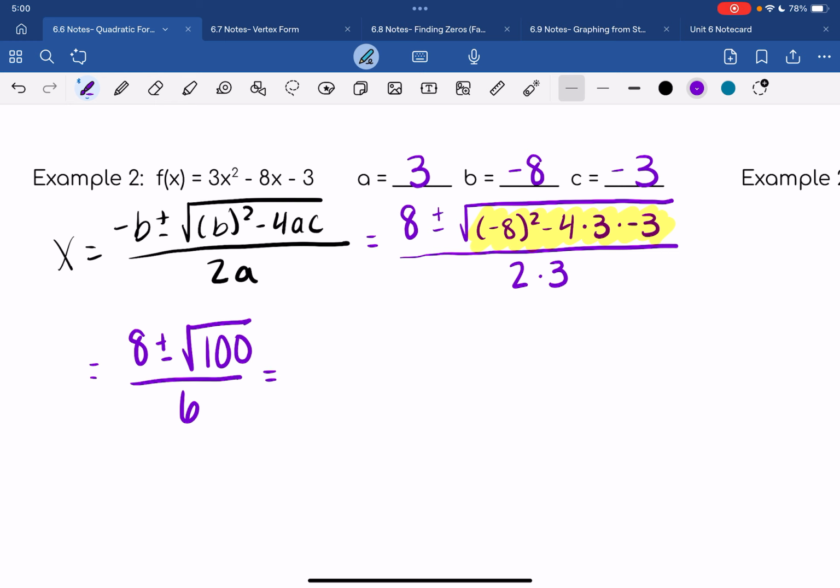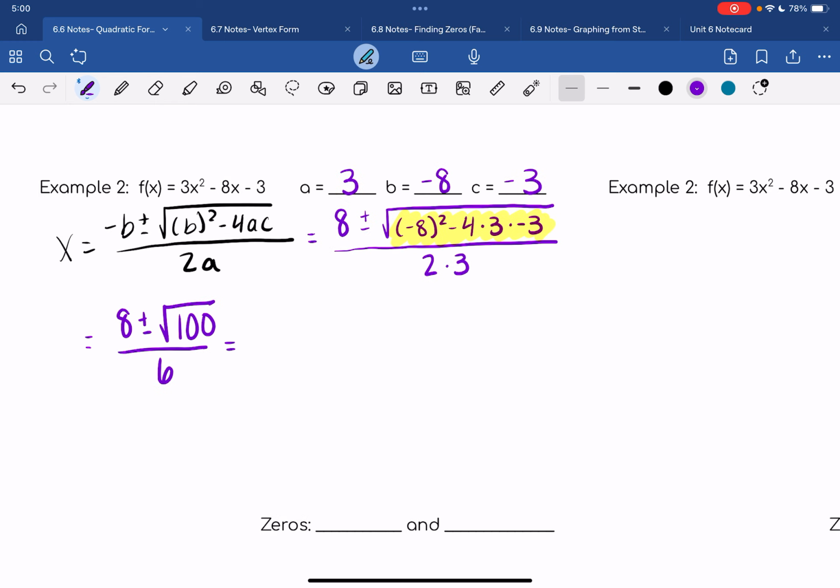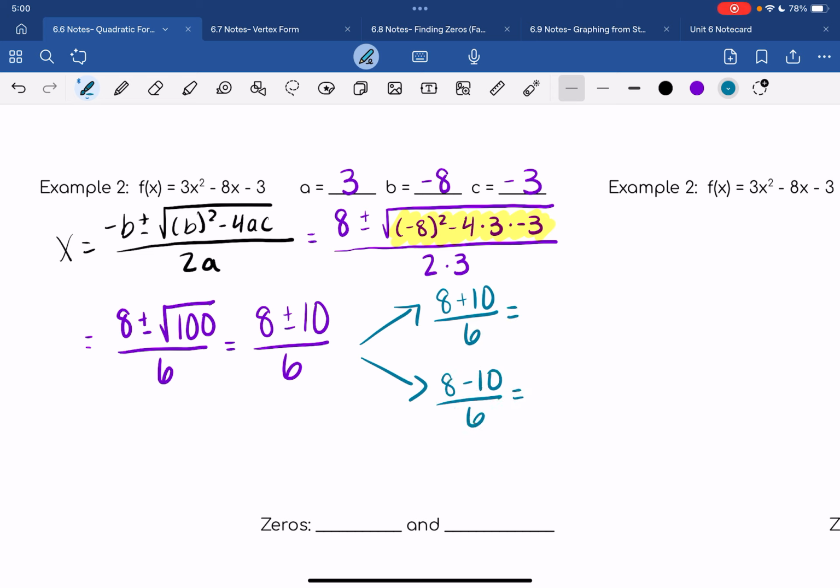Okay, next thing we've got, square root of 100 is 10. So now I have 8 plus or minus 10 over 6. And then now I'm ready to split. So I'm going to have 8 plus 10 over 6, and I will have 8 minus 10 over 6. 8 plus 10 is 18. 18 over 6, or 18 divided by 6, is 3. That is one of my answers.